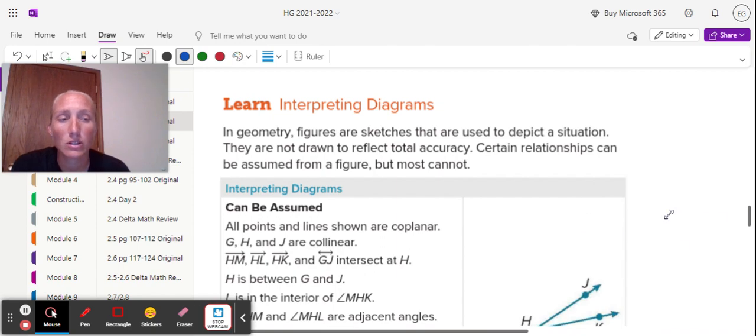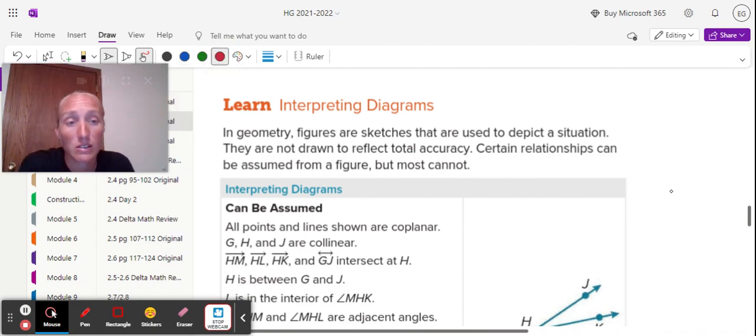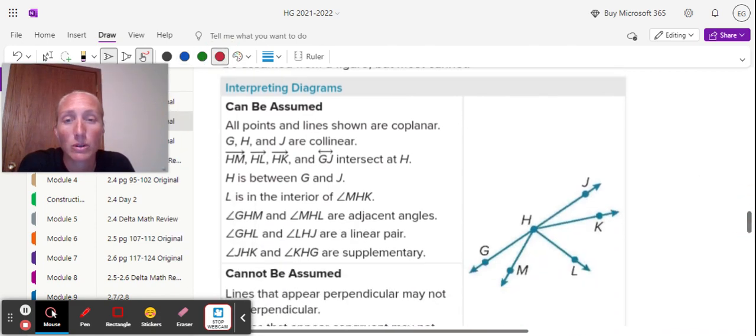This is a really good little section of information. Those of you that like to highlight stuff in your text, this would definitely be one of those things that I would highlight, because you're going to come back to it once in a while, depending on how good or bad you are at knowing what can be assumed. These are not exhaustive lists, so there's more that can be added onto them. But what can be assumed from a diagram?